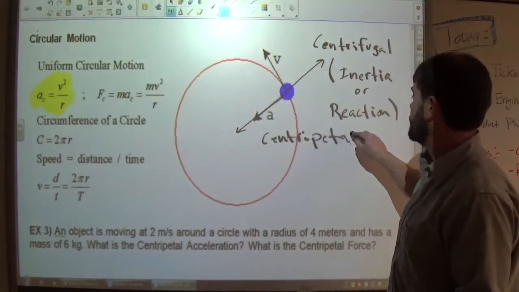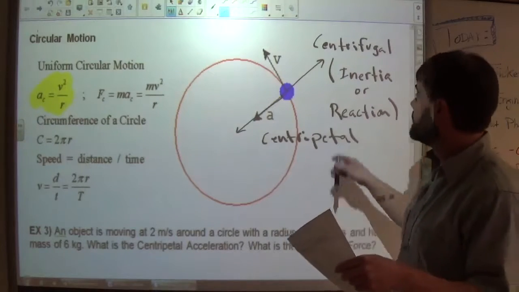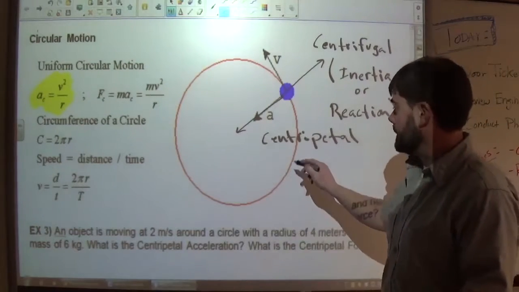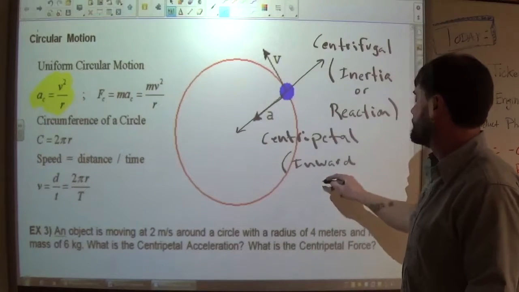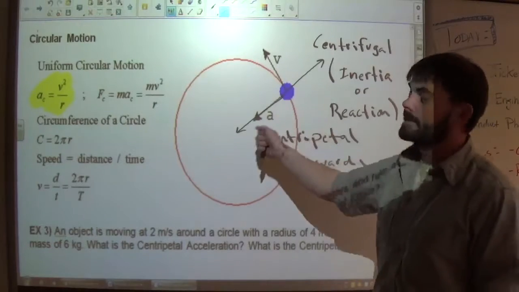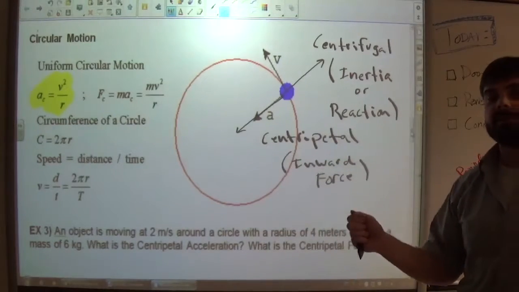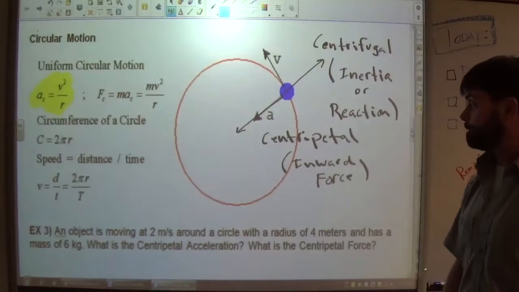I try to remember this one as pedal, like pedaling a bicycle, kind of circular. The centripetal means the inward force. So it's always center seeking. So it's wanting to pull it toward the middle. If you were to attach a ball to a string and you spun it in a circle, the string pulling it in toward the center would be considered the centripetal force.